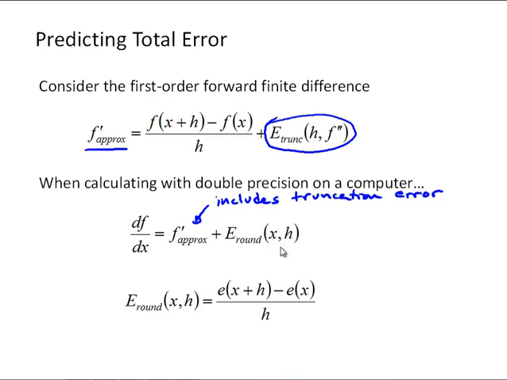And that round-off error is going to be a function of x and h, just as we always have round-off error anytime we evaluate a numerical function on the computer. So we'll call that round-off error the round-off error from the function evaluation. So this would be from the function evaluation of f of x plus h, and round-off error from the function evaluation of f of x.